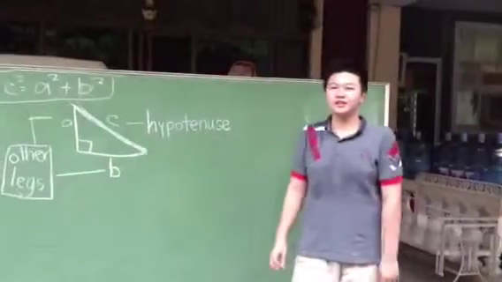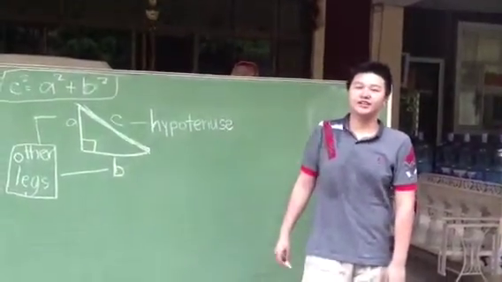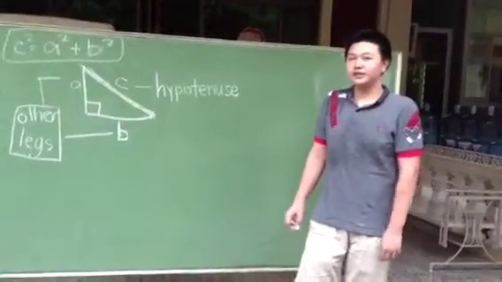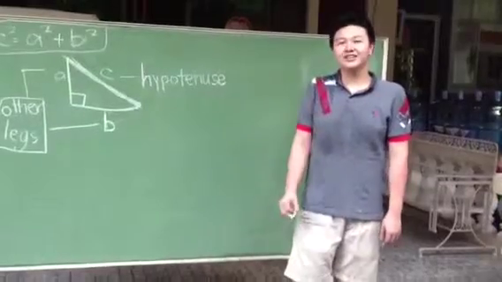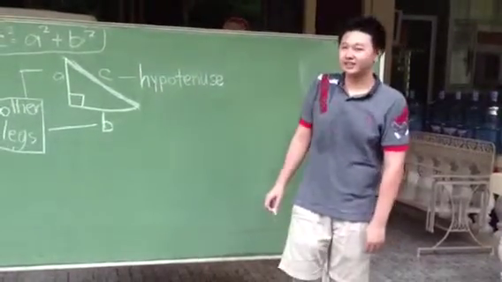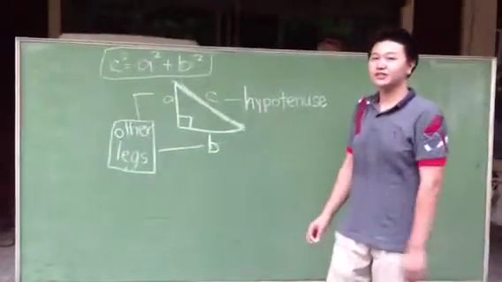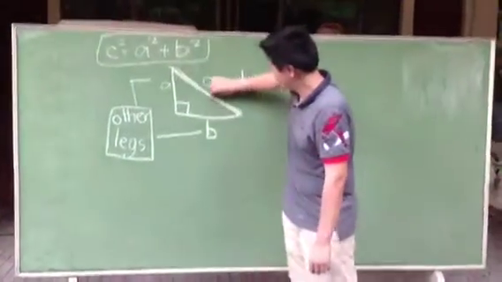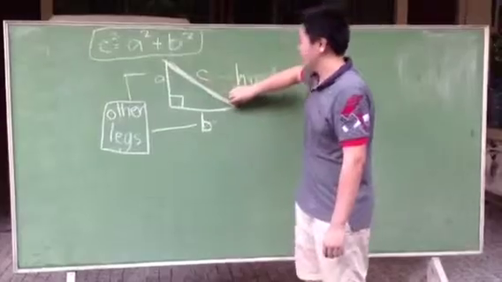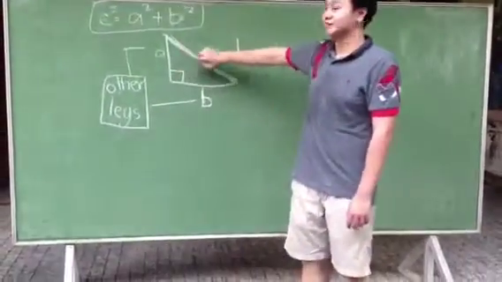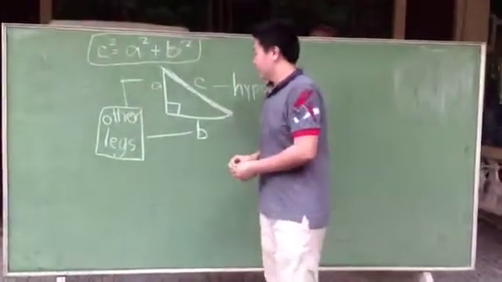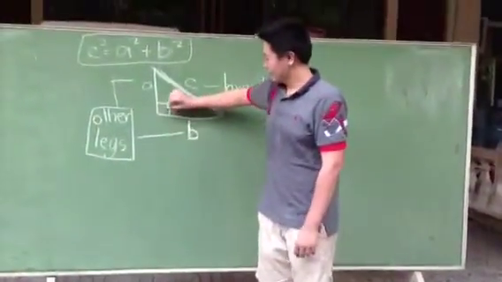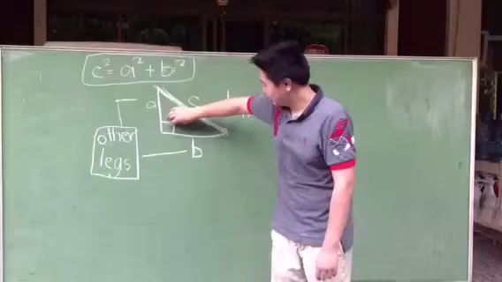Today we will be explaining the Pythagorean theorem, and we will give you examples to make your understanding clearer. About the Pythagorean theorem, this is the hypotenuse, which is the longest side of the triangle. You will know it is the hypotenuse because it is always opposite the right angle.